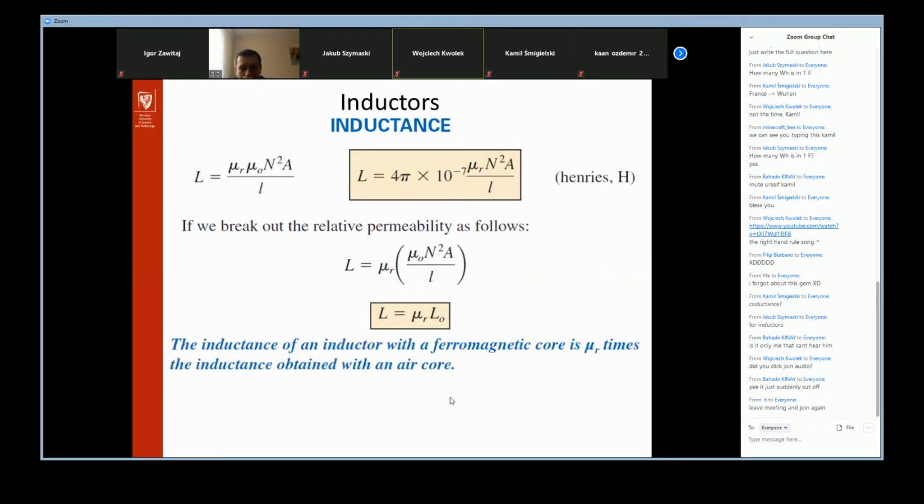Also the same story as for the capacitor. If you have two inductors, one of them is an inductor with an air core, and the second one has a core made of some ferromagnetic material with the μr value. The relative permeability is so huge that the final inductance for the coil with the ferromagnetic core is μr times higher than the inductance for the air core coil.